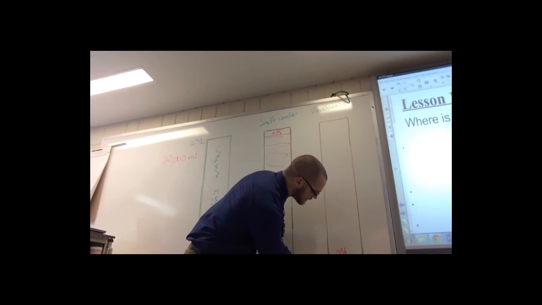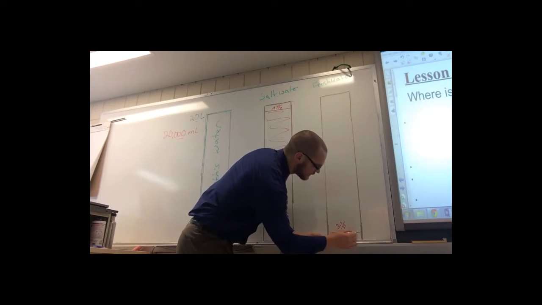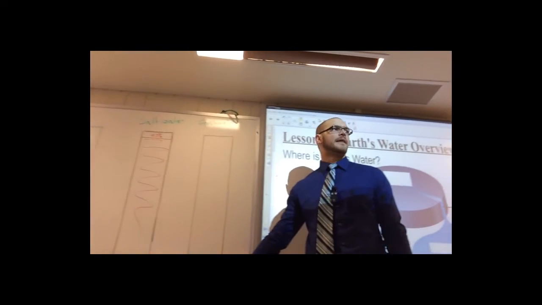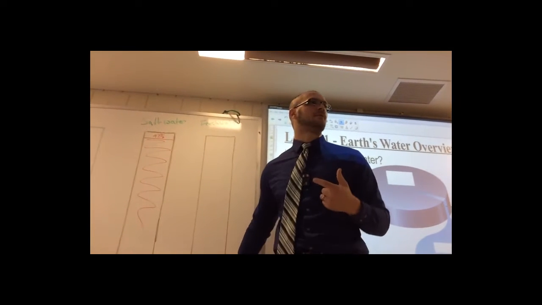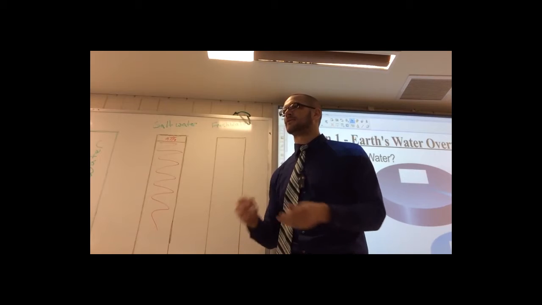So this much is stuck on the poles as ice. That leaves this little tiny square right here, this little itty bitty tiny bit. That's the water we can pull from the ground or use from the lakes for our drinking water, for fields and land and everything else.